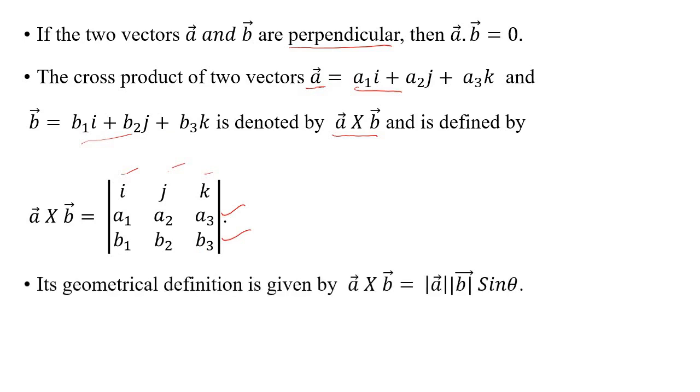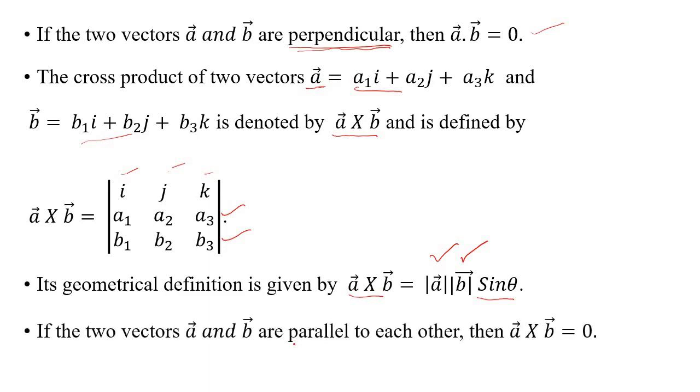Geometrically, we can define this as the magnitude of A into the magnitude of B into sine theta. We know if A dot B is equal to 0, we call the two vectors perpendicular. Similar to that, here if A cross B is equal to 0, we call the two vectors parallel to each other. To prove that two vectors are perpendicular to each other, we need to show the dot product of the given two vectors is 0. To prove that two vectors are parallel to each other, we need to prove that the cross product of the two vectors is 0. That's enough.